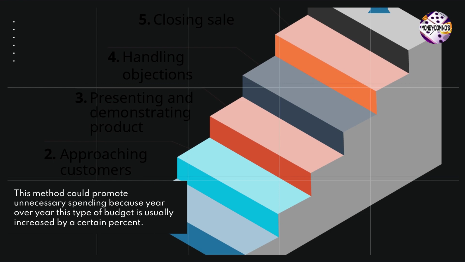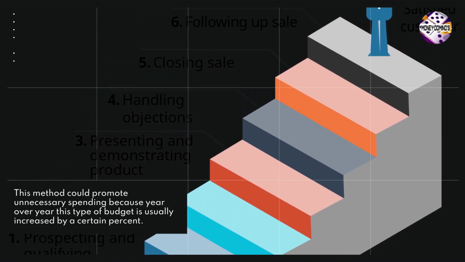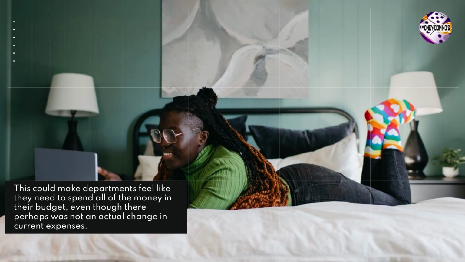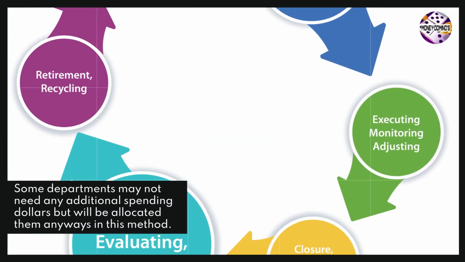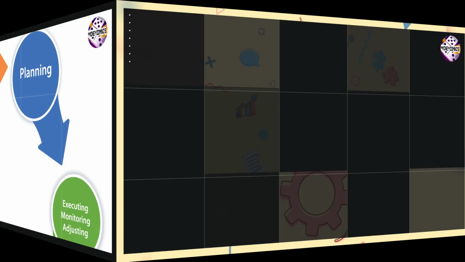This method could promote unnecessary spending because year over year this type of budget is usually increased by a certain percent. This could make departments feel like they need to spend all of the money in their budget, even though there perhaps was not an actual change in current expenses. Some departments may not need any additional spending dollars but will be allocated them anyways in this method.